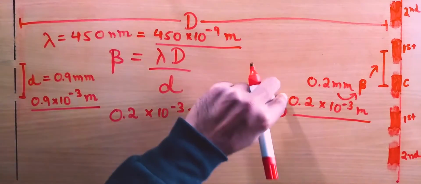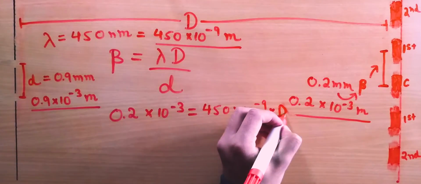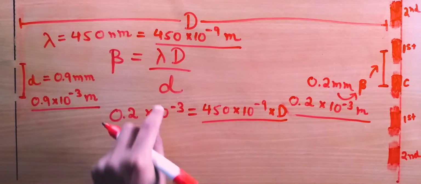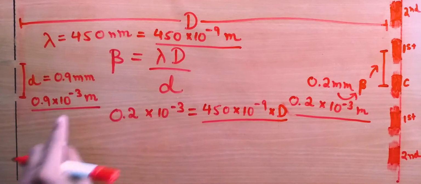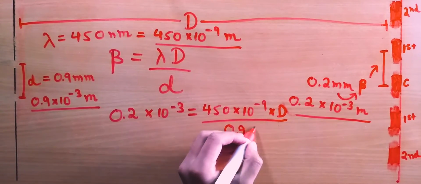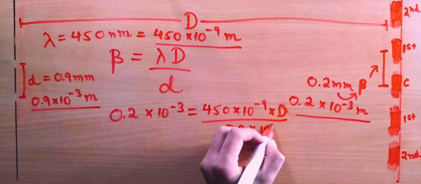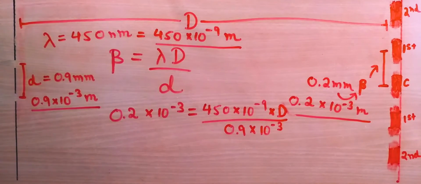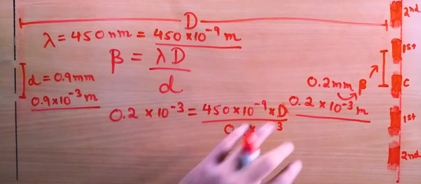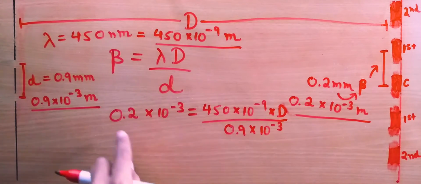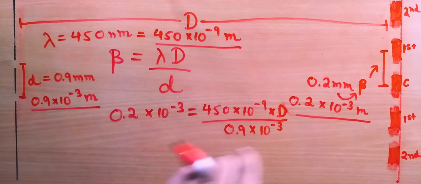So I'll just make some space. Yeah, perfect. Divided by the distance between the two slits, which is 0.9 into 10 raised to power minus 3, again in meters. Now I have the equation and I have all the values plugged in. Now I can see I have only one variable, D, so I need to solve for D.